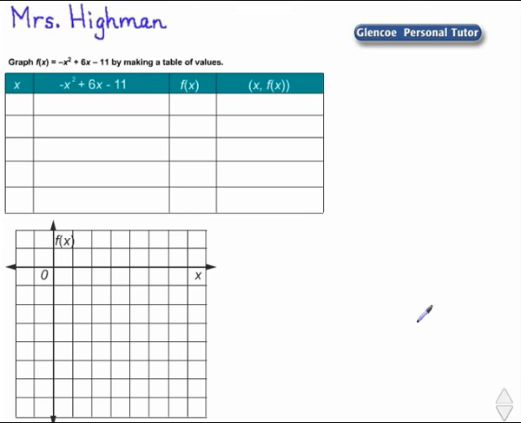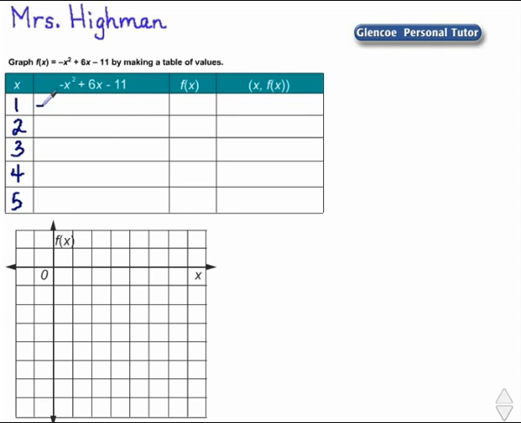Graph f of x equals negative x squared plus 6x minus 11 by making a table of values. Well, in our table of values, we can choose any values we'd like for x. But I'm going to choose some positive integers, like 1, 2, 3, 4, and 5. So we're going to substitute these values in place of x into our equation.